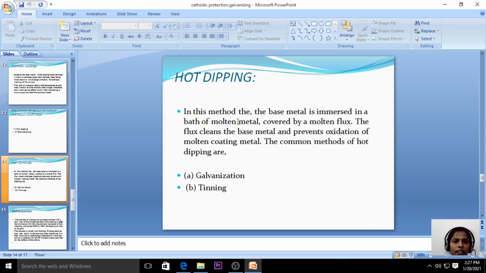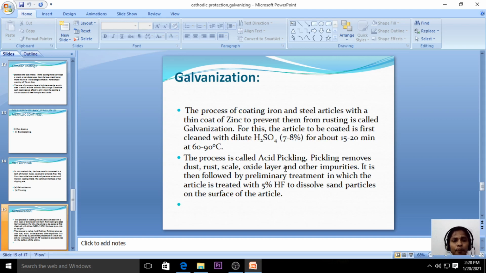In this method, the base metal is immersed in a bath of molten metal covered by a molten flux. The flux cleans the base metal and prevents oxidation of the molten coating metal. The common methods of hot dipping process are the galvanizing process and the tinning method. This you can understand better in the next slide. So what is the molten flux? What is the oxidation process? Yes, that we will see in the diagram. So let us see the hot dipping process.